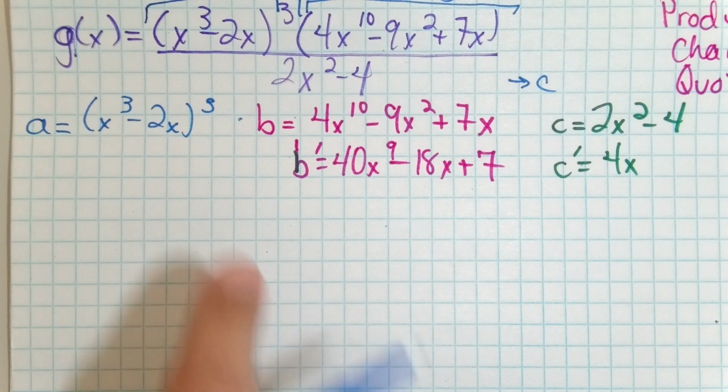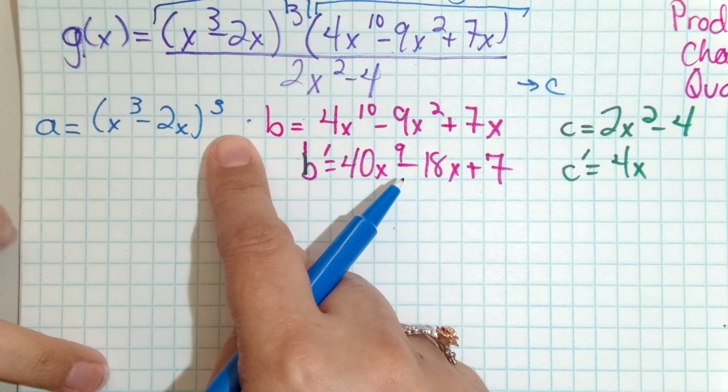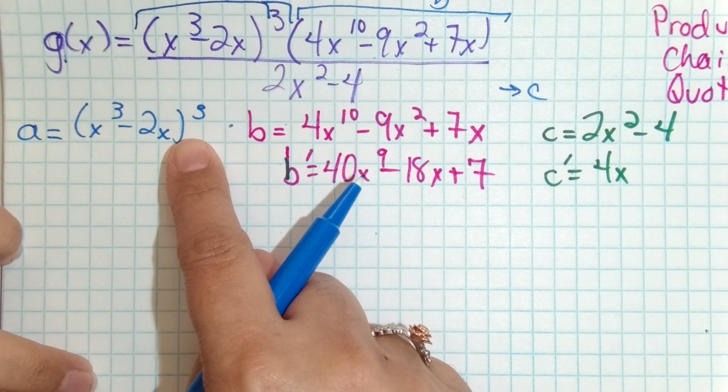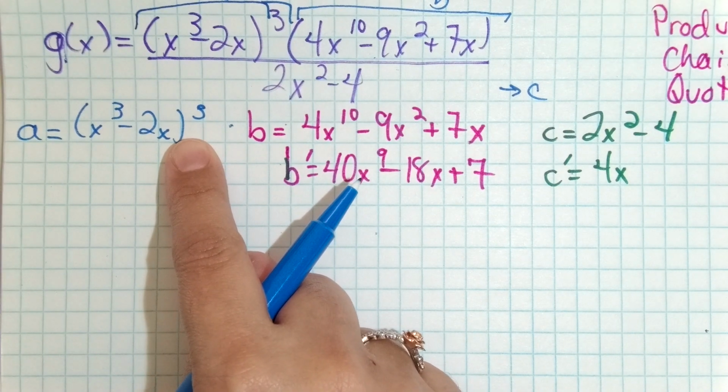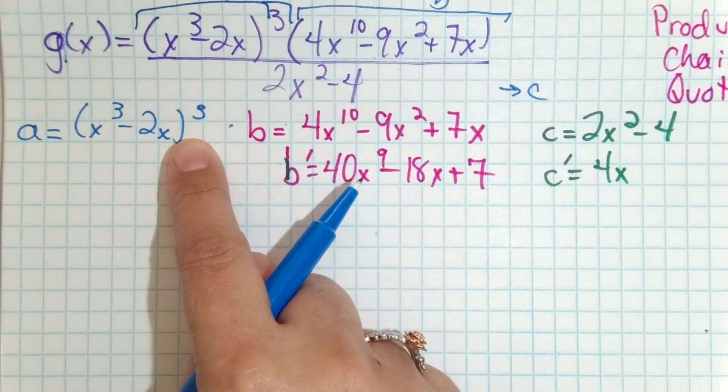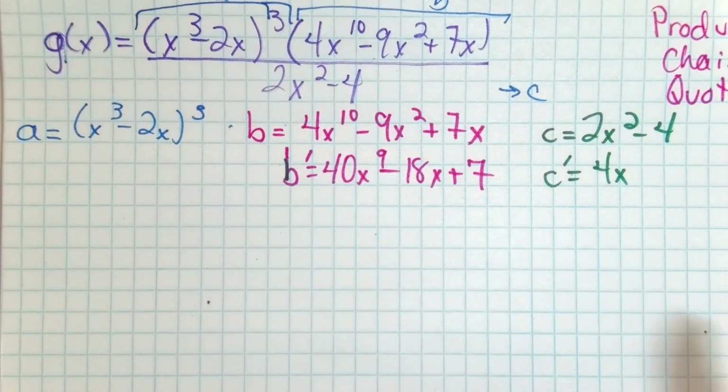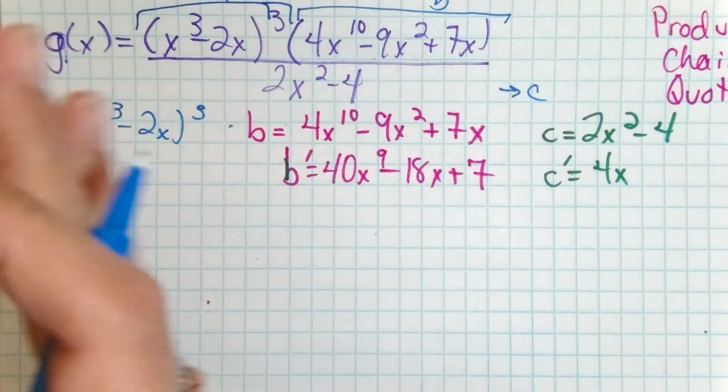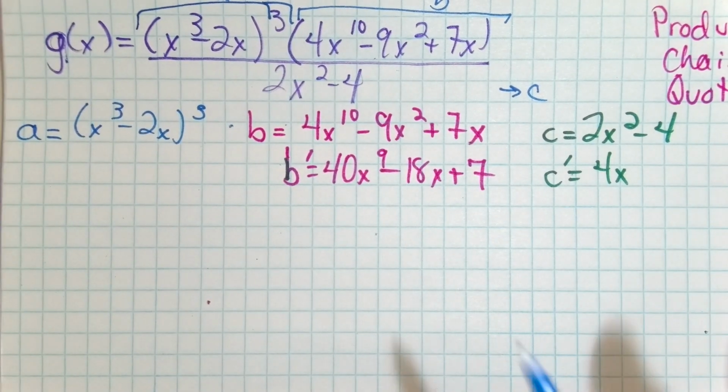Okay, so now let's look at A. A is not just power rule. What is A? What is the rule for A? Chain rule. Good. So I'm going to use the chain rule, and now I can actually use U and V because my A prime is going to be composed of U and V.